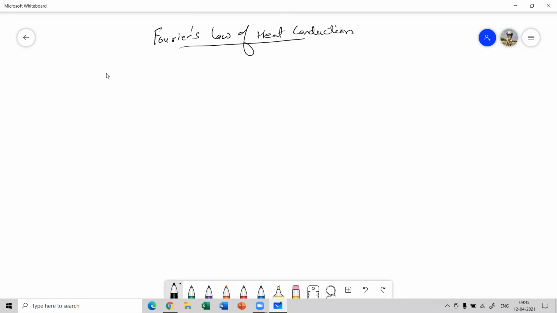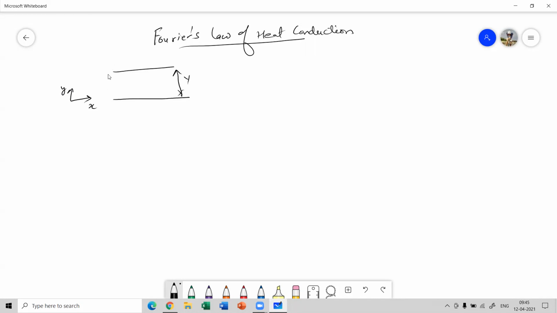Now consider two parallel plates, or a slab of a solid material with area A between the two large parallel plates. The distance at which they are kept is capital Y apart. Let's say this is the x direction and this is the y direction.